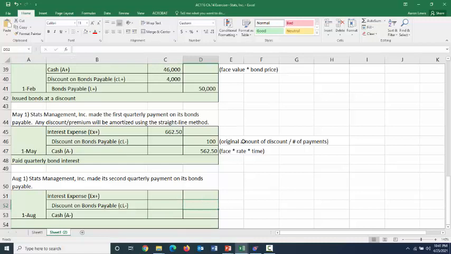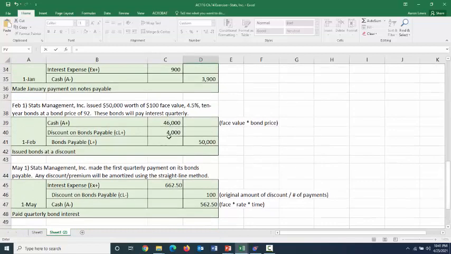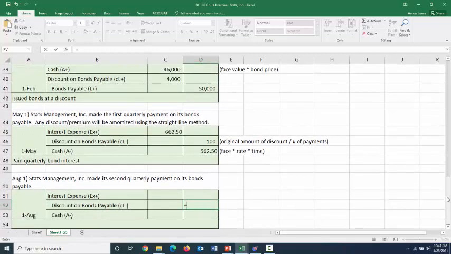Well, up here, we found it was the original amount of the discount times the number of payments. The original amount of our discount, way back to our February 1st entry, was $4,000. And we already determined on May 1st that the total number of payments we're going to have is 10 years of quarterly payments, or 40 in total. So if we take that $4,000 and divide it by 40, we get a credit to discount on bonds payable for 100. And it should be the same, because under the straight line amortization method, you are decreasing that discount by the same exact amount periodically over the entirety of the bond's life, so it's spread out evenly and it disappears at the end.